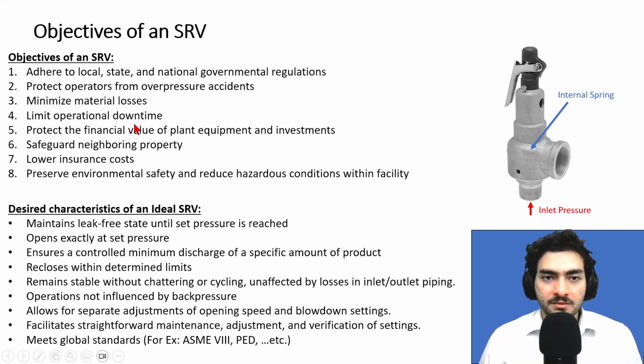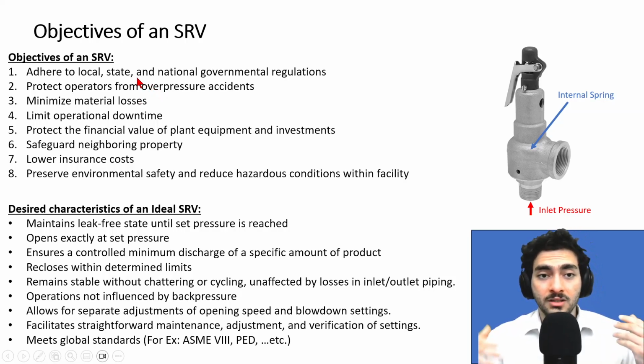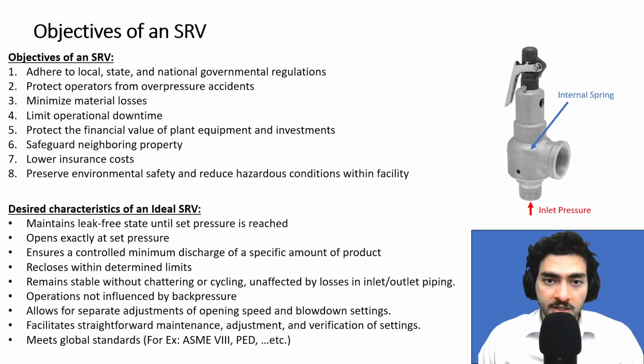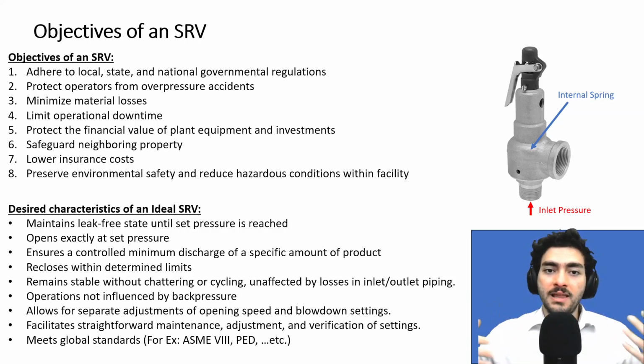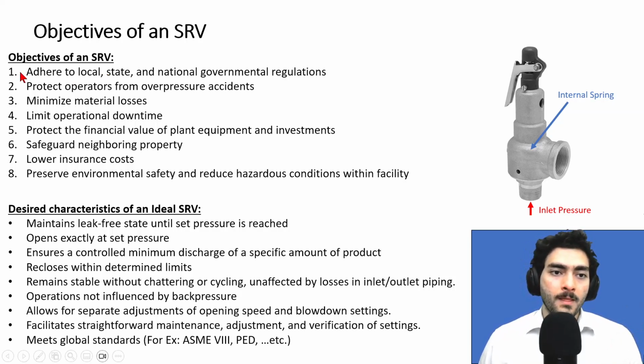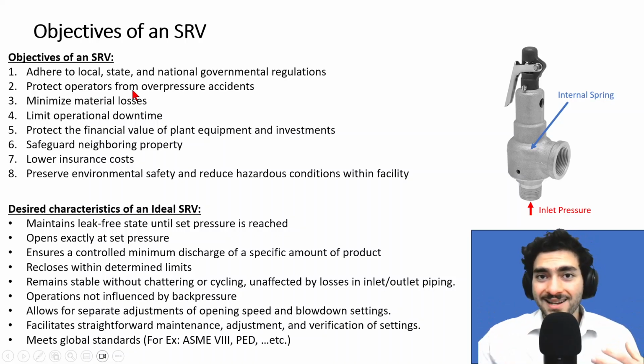So obviously, the objective of a safety relief valve is that you want to make sure it adheres to the local, state, and national governmental regulations. As I said, after all of these incidents and deaths that have occurred in the past, you have these standards that were adopted by governmental regulations and are now code, and you need to make sure that you follow them so that you don't get fined, so that you don't break the law, essentially. And obviously, you want to protect the operators from overpressure accidents.